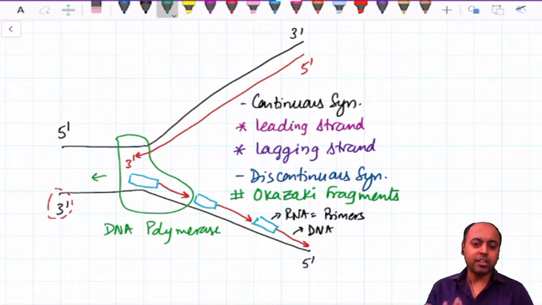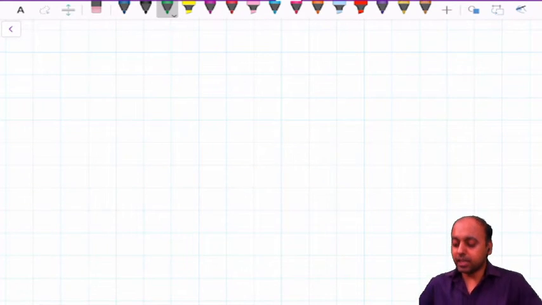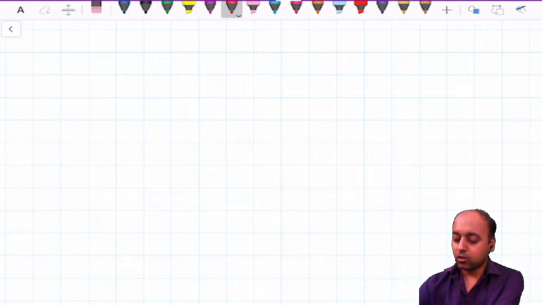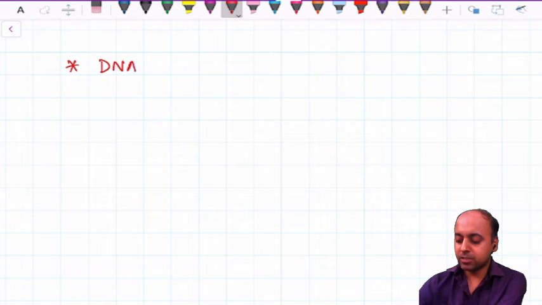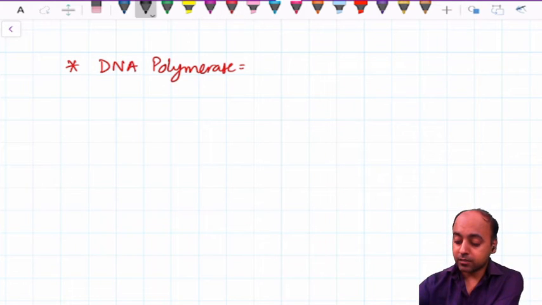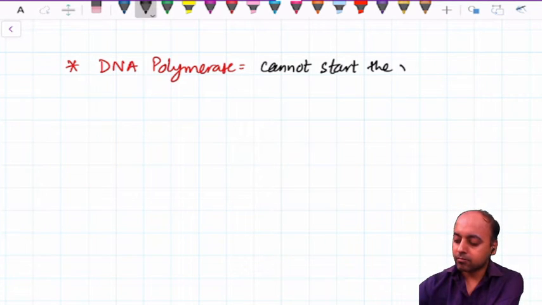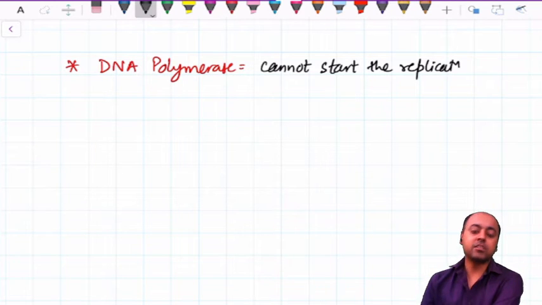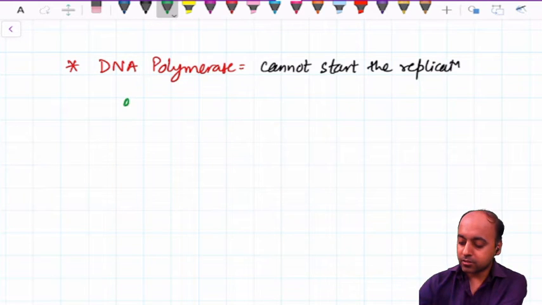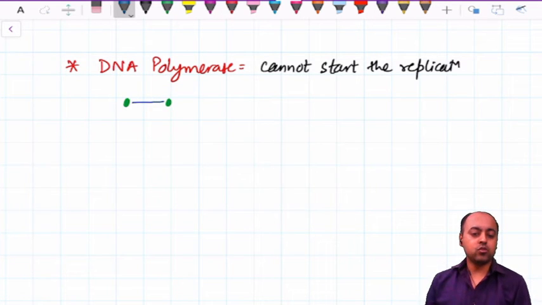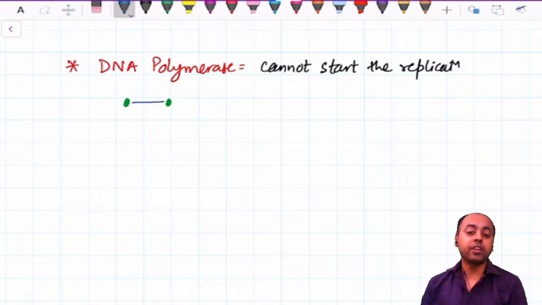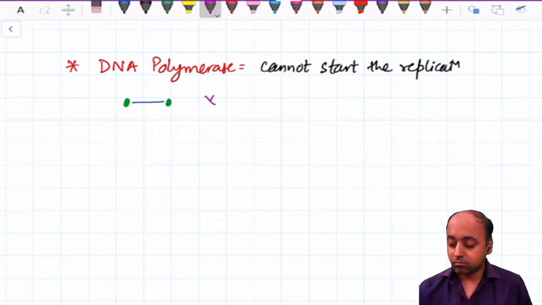So let's talk a little bit about the DNA polymerase and its peculiarity, and then we'll come back to the replication fork. The DNA polymerase has a very important logistical problem. It doesn't matter which DNA polymerase we are talking about, all DNA polymerases will have the same problem. And what is that? They cannot start the replication. I'll try to explain it in a simple manner. Suppose you have two nucleotides and you want to join them. You tell the DNA polymerase, okay, go and join the two nucleotides. The DNA polymerase will say, no, I cannot do this.